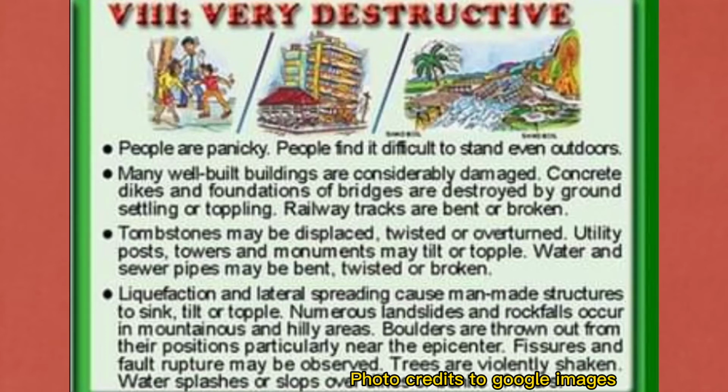Water and sewer pipes may be bent, twisted, or broken. Liquefaction and lateral spreading cause man-made structures to sink, tilt, or topple. Numerous landslides and rockfalls occur in mountainous and hilly areas, and this time boulders are not just rolling, but are thrown out from their positions, particularly near the epicenter. Fissures and fault rupture may be observed. Trees are violently shaken, and waters flush or slop over dikes or banks of rivers.